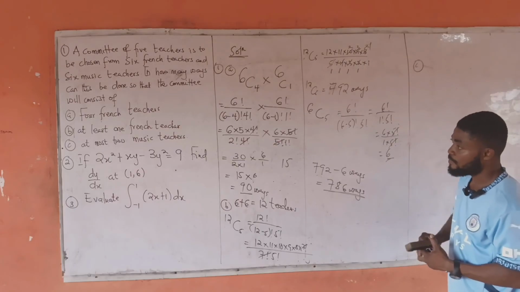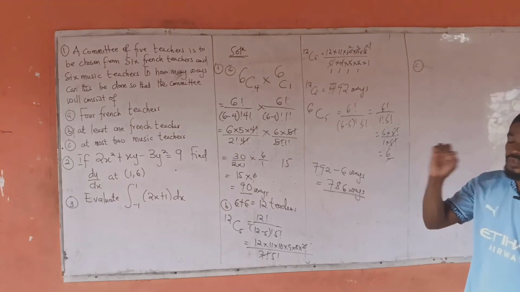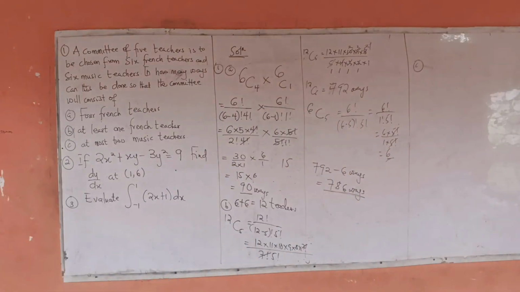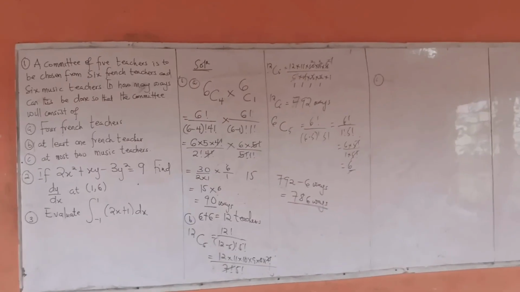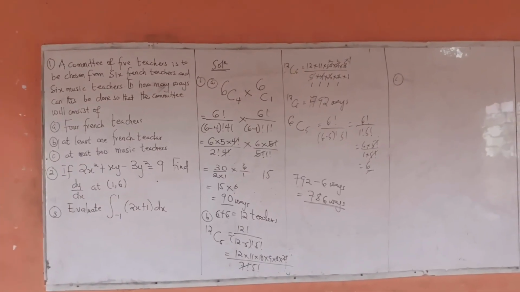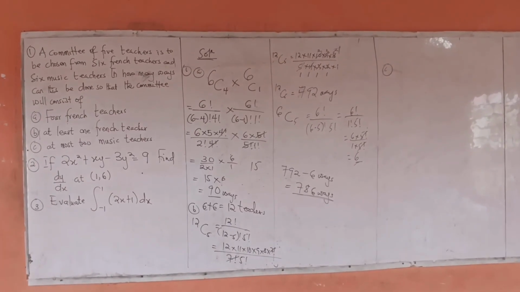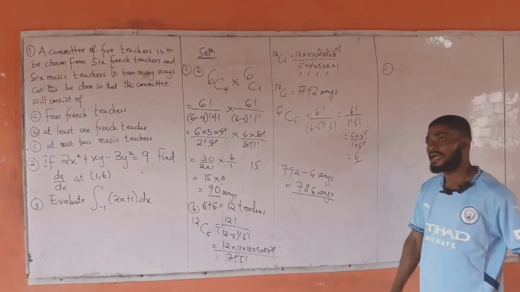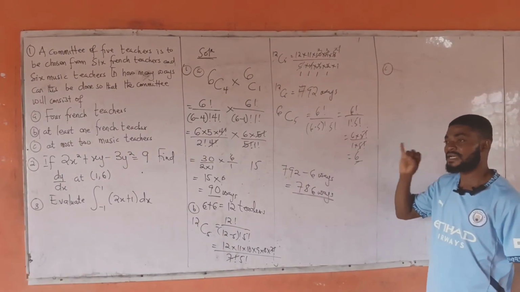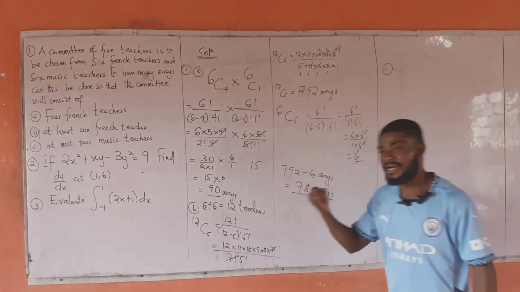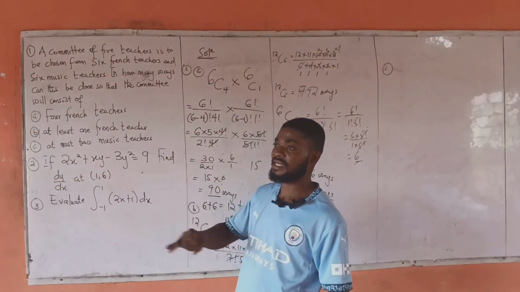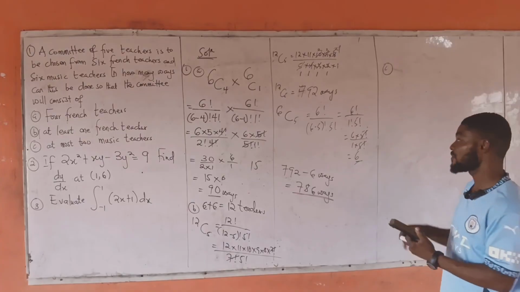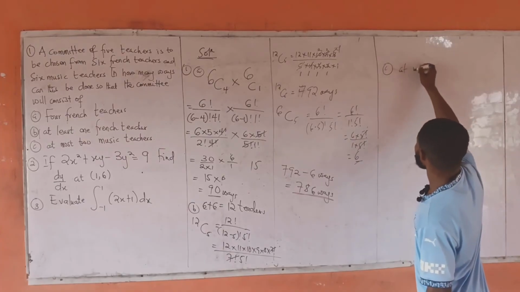Now we look at the C part of the question, which says that at most 2 music teachers. So at most 2 music teachers simply means that the highest number of teachers you can get from the music class should be 2. We can have 0 music teachers, we can have 1, we can have 2. Then when we put all of them together, that is the number of ways that we can get it at most.